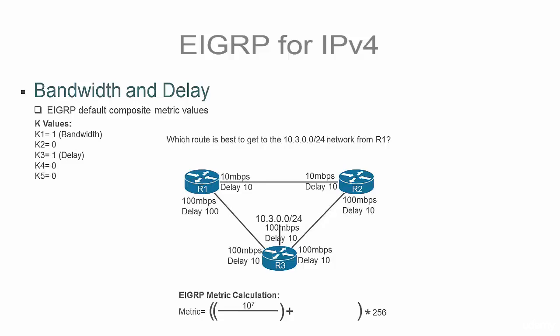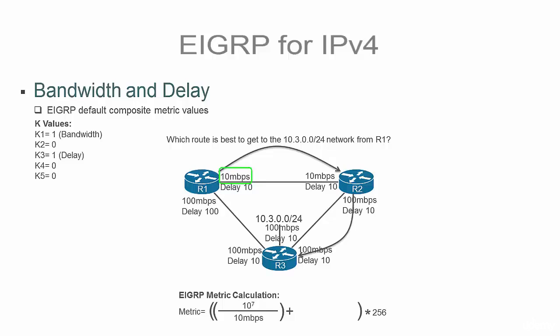First, let's take a look at the path via R2. If R1 were to calculate the routed path to R2 and then to R3, the first thing EIGRP needs to plug into the metric formula is the lowest bandwidth speed in the routed path. Even if you had one 10 gig link and one 100 meg link, you have to use the lowest bandwidth speed link in your calculations. So in this example, if we look at the speeds of the links from R1 to R2 to R3 to get to the 10.3 network, 10 megabit per second is the lowest bandwidth in that path. So we'll take that value, plug it into our formula.